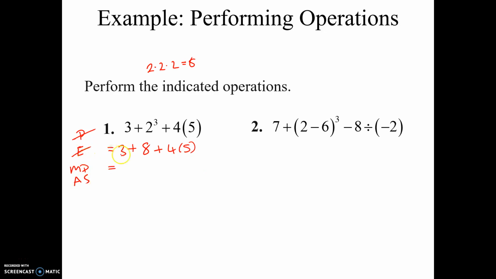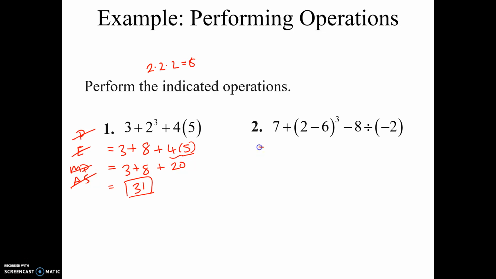Okay, once I do the exponent, that's simplified. Now I can go to multiplication and division. So leave everything else the same except for the multiplication or division. In this case, 4 times 5 will give you 20. And then finally at the end, then we add. Remember, you don't add anything until the last step, unless it's in a parentheses. So we have 3 plus 8 is 11. 11 plus 20 is 31. And I can cross that out.